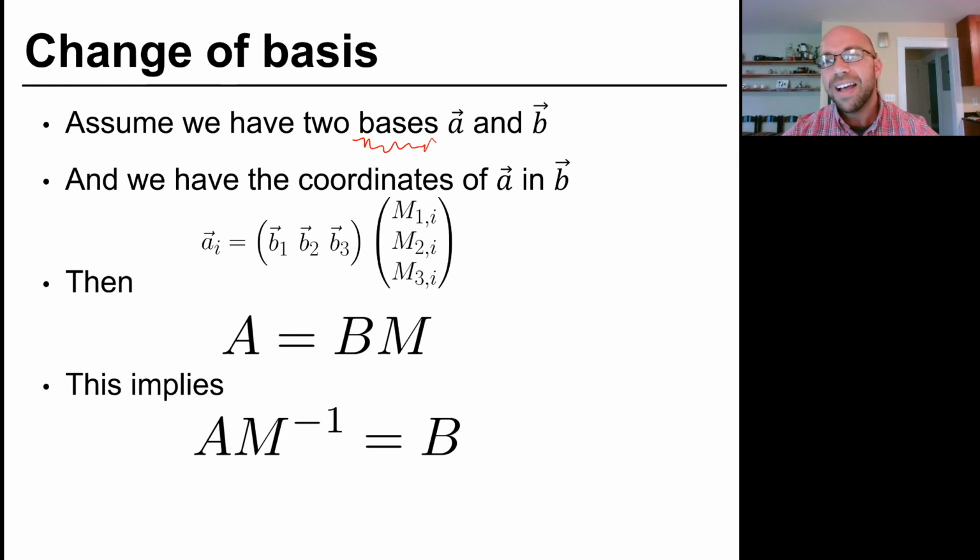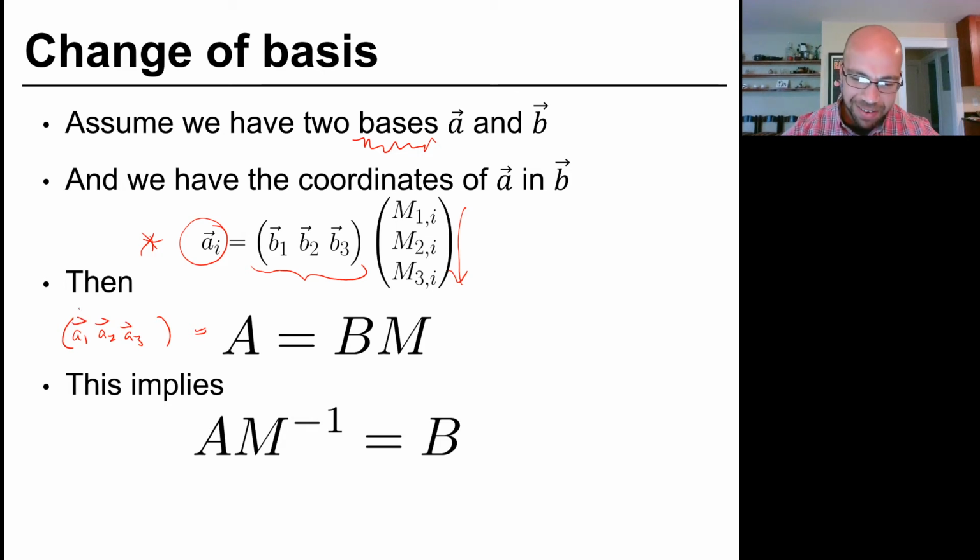And moreover, now I'm going to take all of the basis vectors A, and I'm going to write them in the B basis. So like A1 has these three weights as a linear combination of the B vectors. Then you can take this expression here and stack it together. Remember that A is like A1, A2, A3.